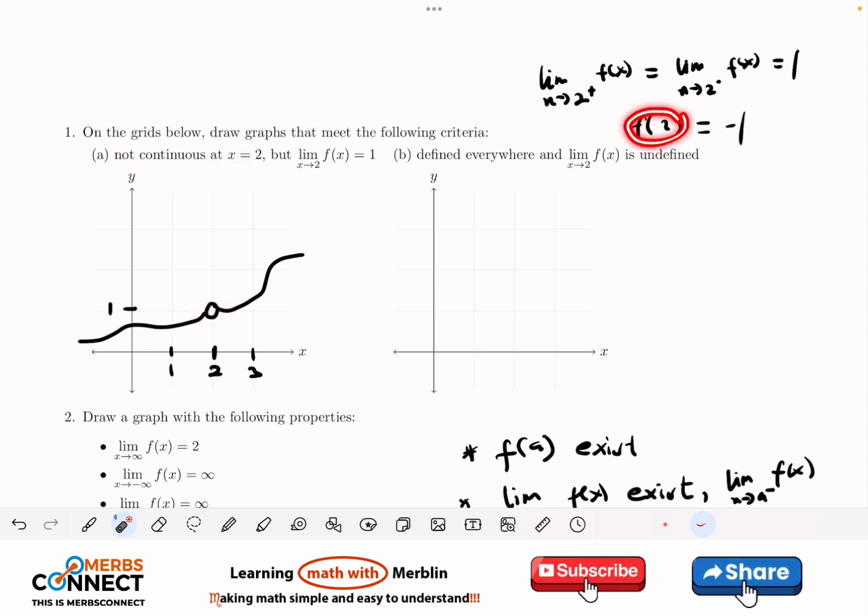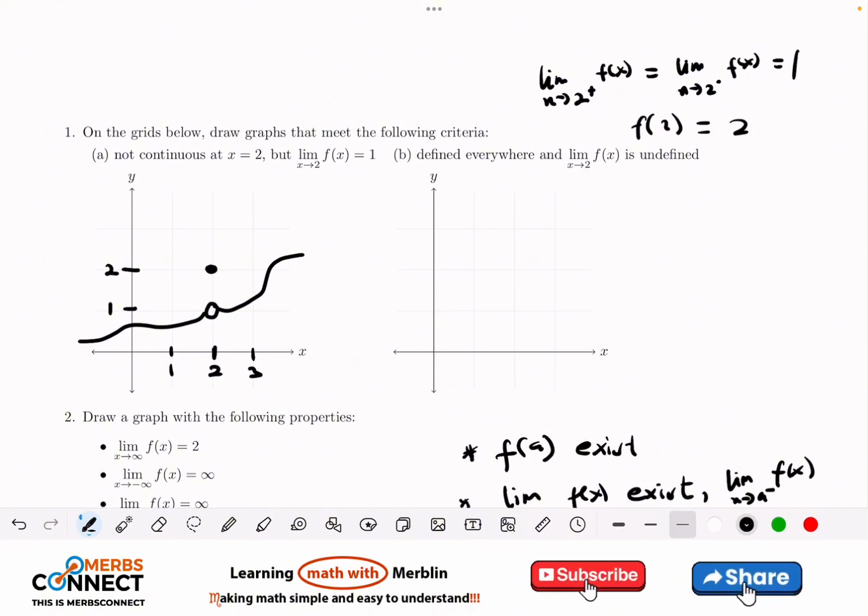So it means that f of 2 can be any value. So f of 2 can be like f of 2 does not exist, or I can say that f of 2 is equal to 2, and then I can just plug it here and then do it. I will shade it like this. So this is how you can draw it any way. You can just make this one going down here, making this one going this way.